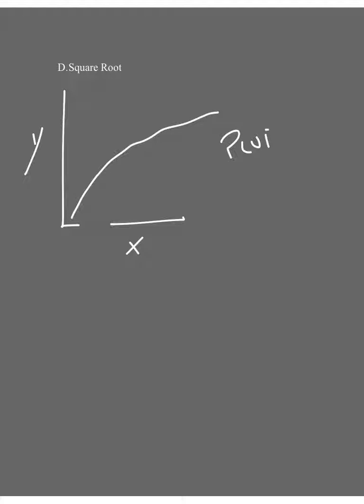A square root graph would look something like this, where obviously if I plugged in y and x, I would get a graph that looks like that. And so here, what I would want to do is plot y versus x to the 1/2, or the square root of x.